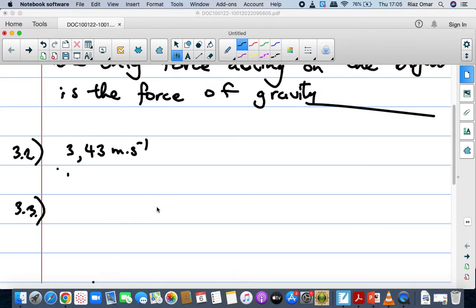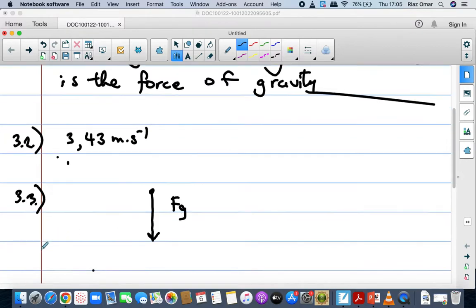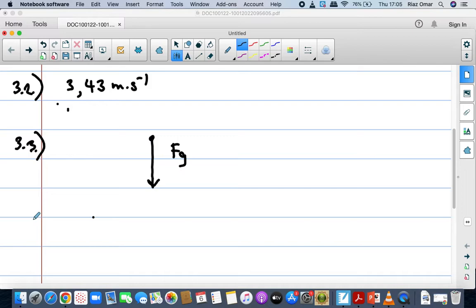3.3. So here's your force acting down, and the only force acting on it is the gravitational force. So that's the way to do the answer for 3.3.